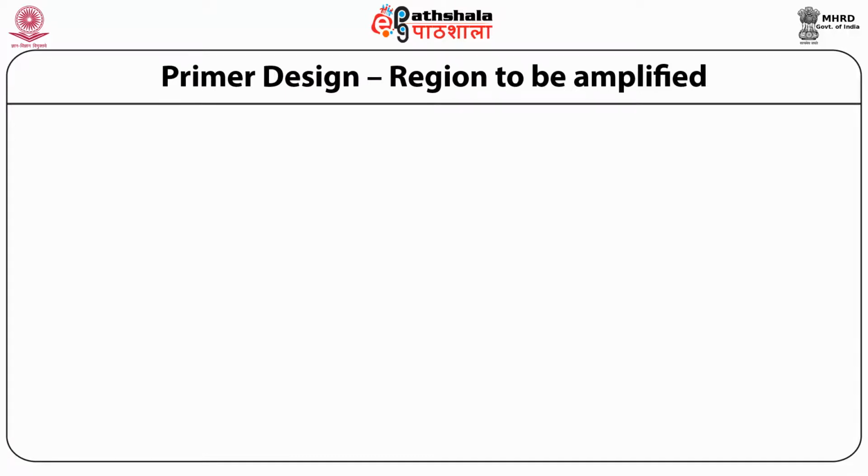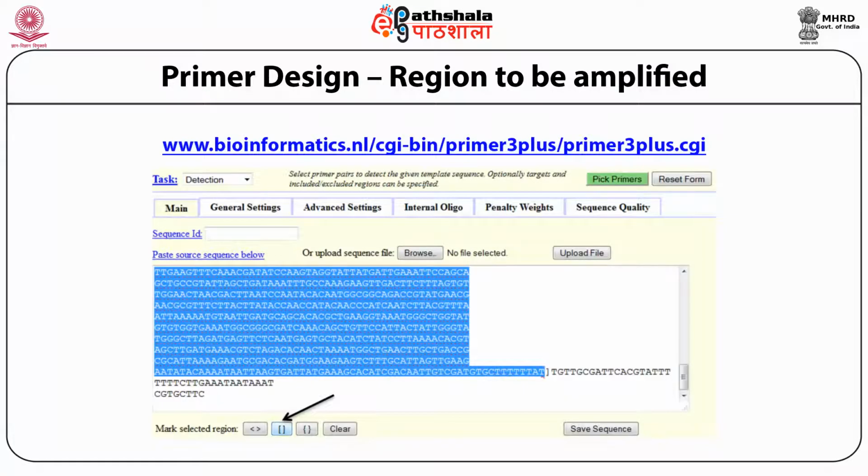Primers are always designed with the help of a computer program. A number of programs are available from commercial software suppliers and are also available freely online over the internet. Visit the Primer3Plus site and paste the sequence in the main tab text box. You can specify the target so that the acceptable primer pair will flank this target DNA to be amplified using PCR.